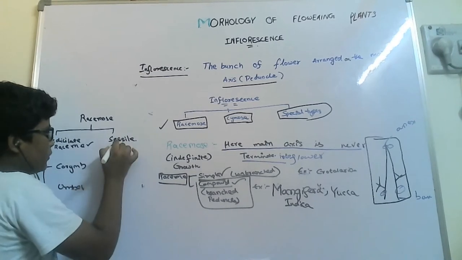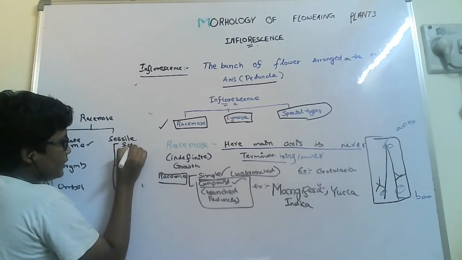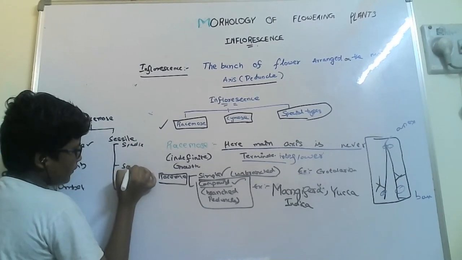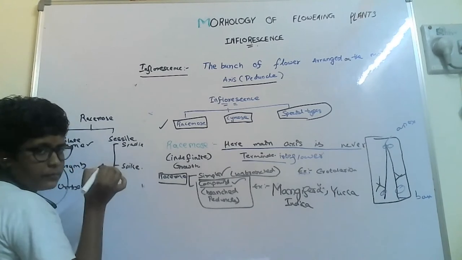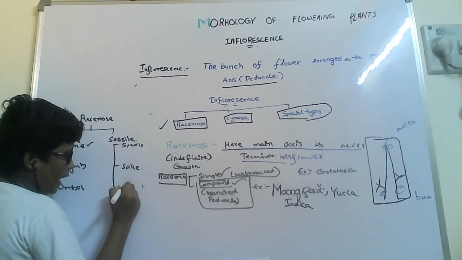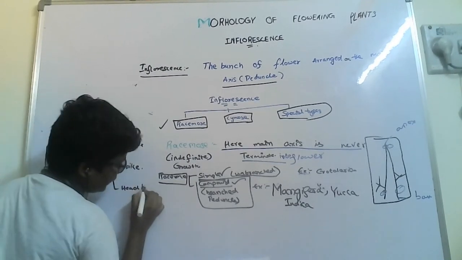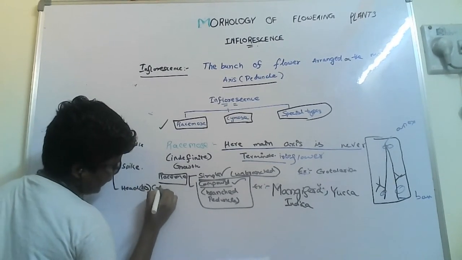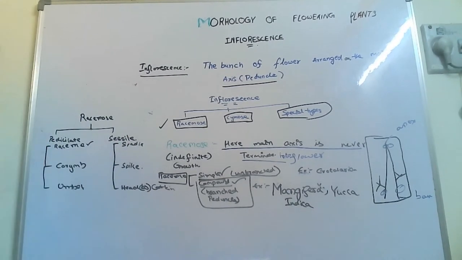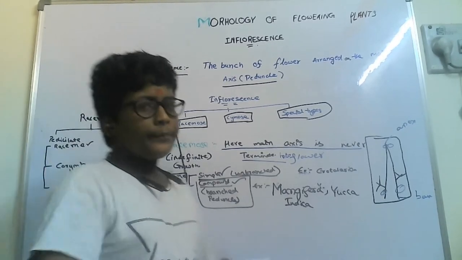In sessile, there are three types: spadix, spike, and the head, or catkin. Now, what is meant by corymb?